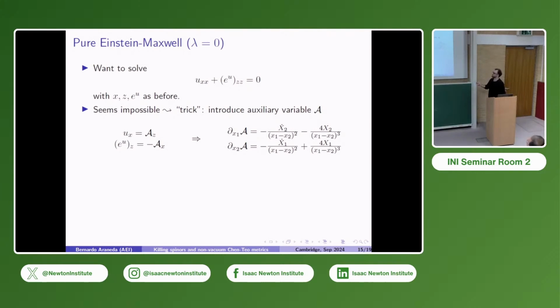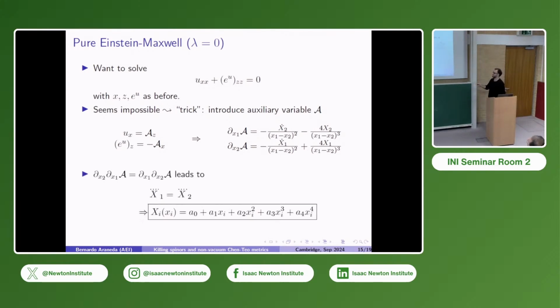The thing is that now you can take cross derivatives in these two equations and subtract one from the other, and you end up with this simple equation, where the dot on the left means derivative with respect to x1, and on the right, it means derivative with respect to x2. So these are functions in different variables, so they must be polynomials.